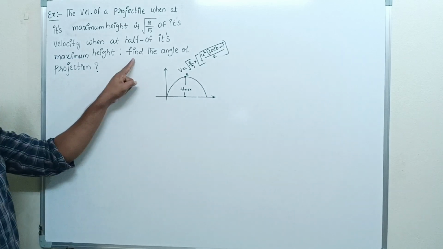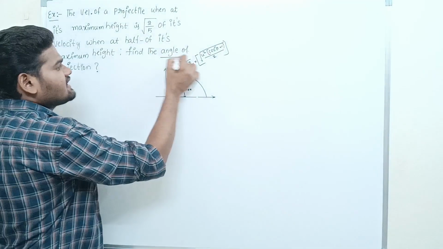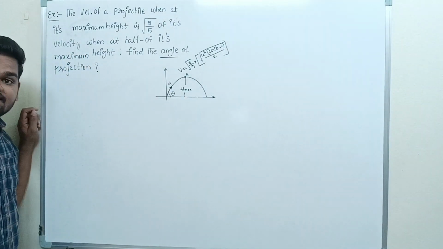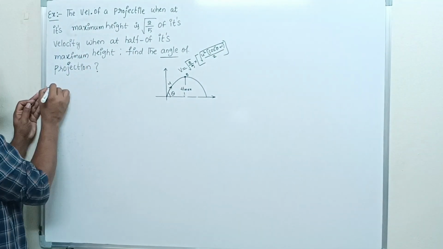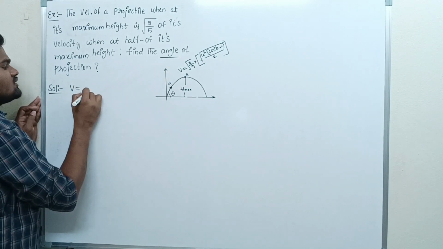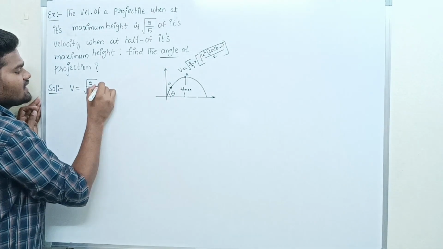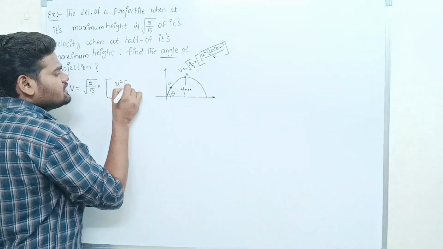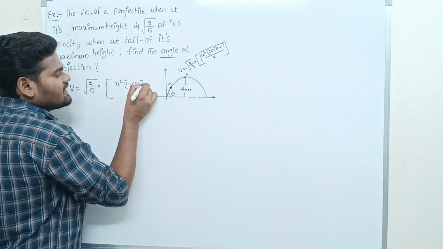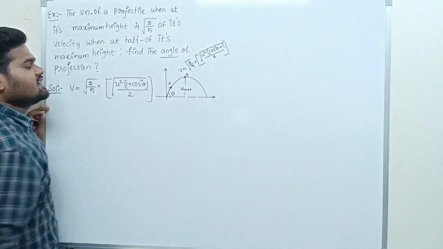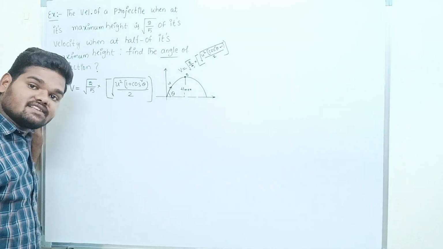What they are asking is to find the angle of projection. That means theta is equal to how much? Right, have a look. They have given the velocity of the object: V is equal to the square root of 2 by 5 times the velocity of the object at half of its maximum height, that is the square root of u squared times (1 plus cos squared theta) divided by 2. 1 plus cos squared theta or cos squared theta plus 1, whatever, it is the same.